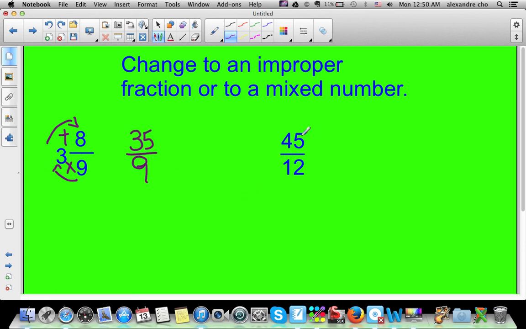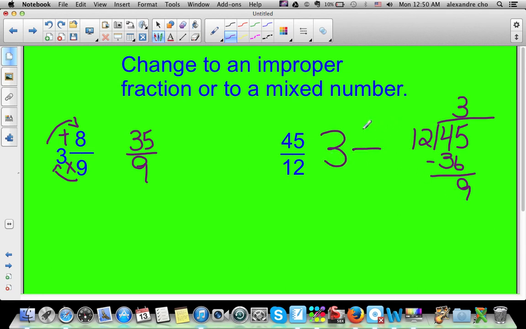This is an improper fraction, so 12 goes into 45. You can do a division. You can do 45 divided by 12. Remember, the numerator is always the number that goes inside. 12 goes into 45 3 times, 36. If you subtract, you get 9 left over. So that's it. Our 3 here on top becomes our whole number.